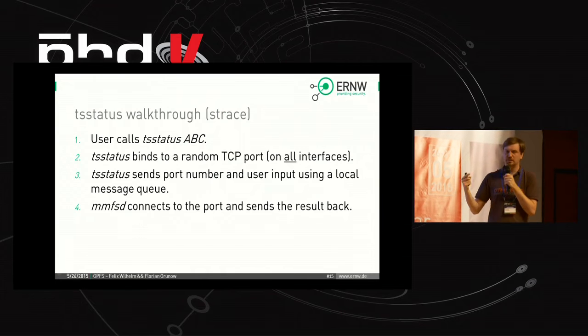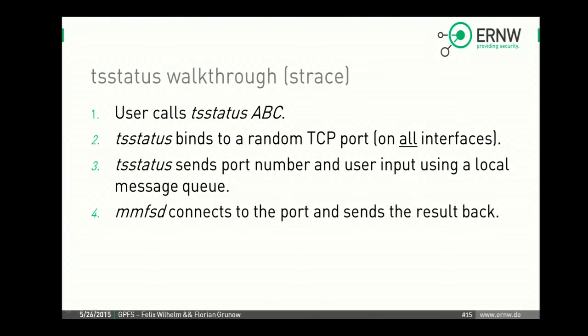Then the file system daemon, after reading the message queue, connects to the port and sends the result back to the binary. I'm going over this quite slowly because you have to understand what's really happening here, because this is really critical. And then tsstatus is simply printing the result. So again, you fire up the tsstatus binary, it writes its port number into a message queue, the daemon is looking into the message queue, picking out the port, connecting to the binary that you just started, and is giving you output based on the user-supplied input you fed it.